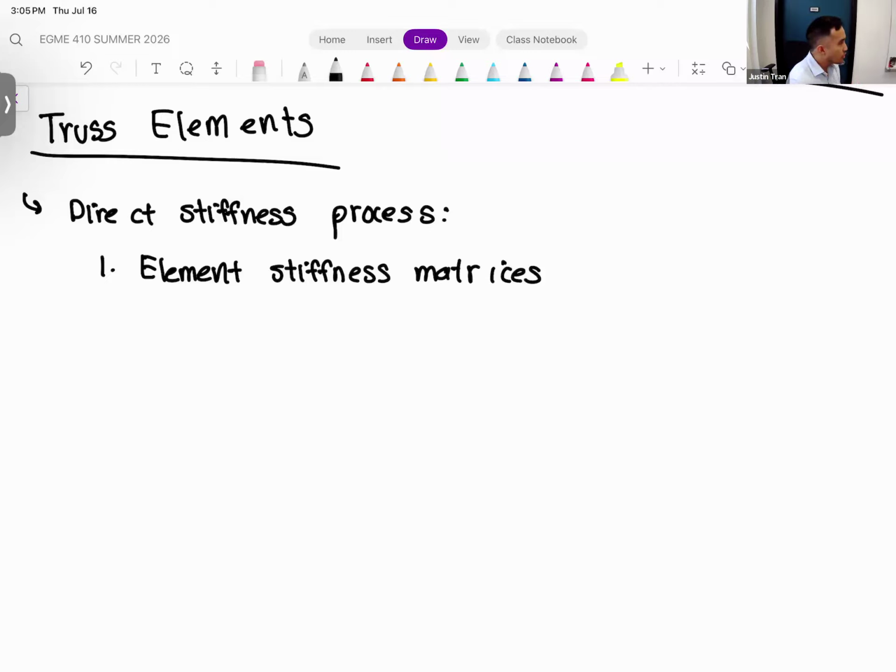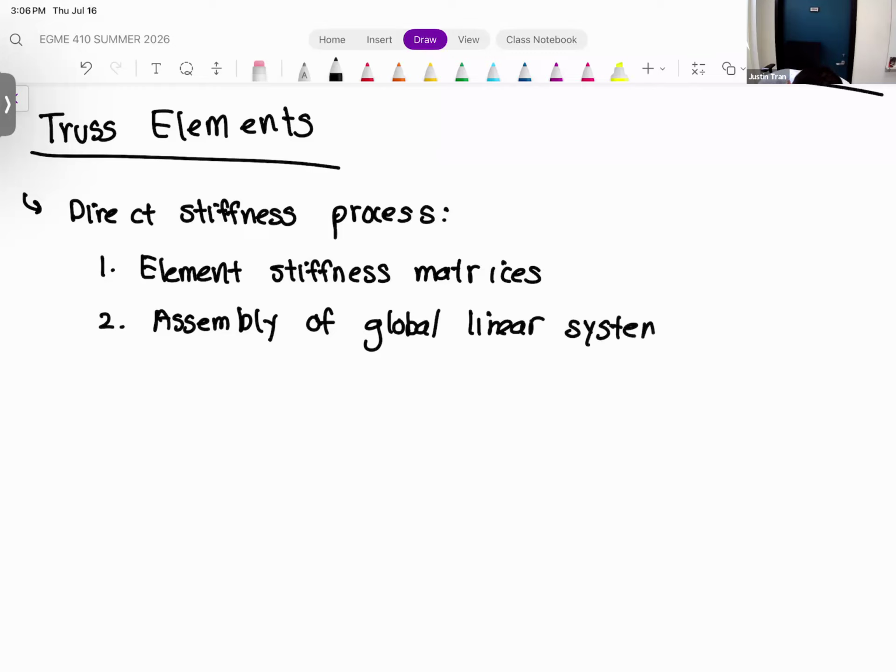Based on the geometry, based on the configuration that you're given, you're going to compute the element stiffness matrices for every element that's there. Step two is assembly of the global linear system. Once you have all the element stiffness matrices, remember we want to solve them all simultaneously in a single linear system. So that's what step two is all about.